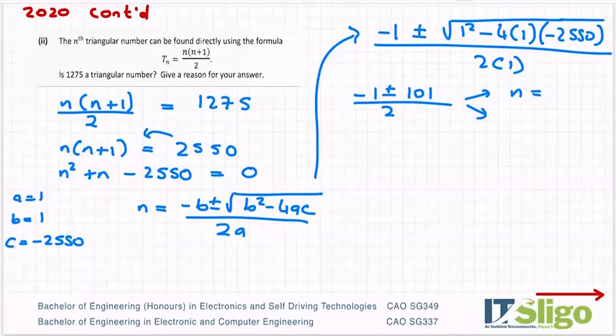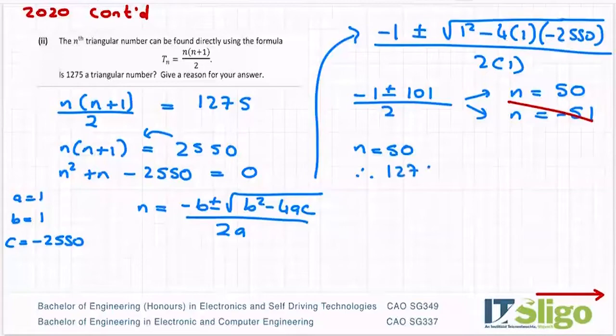And we're going to get minus 1 plus 101 all over 2. And I get n is equal to 50. Let me go back and change that plus to a minus. And I'll get n is equal to minus 51. Okay, I'll discard the n is equal to minus 51 because you can't have a negative term in a sequence. So n is equal to 50. Therefore, 1275 is a triangular number.